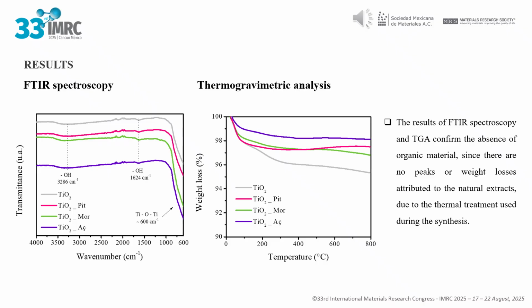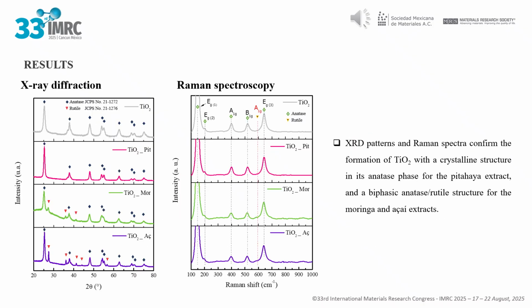Results. The results of FTIR spectroscopy and TGA confirm the absence of organic material, since there are no peaks or weight losses attributed to the natural extracts, due to the thermal treatment used during the synthesis. Results. XRD patterns and Raman spectra confirm the formation of TiO2 with a crystalline structure in its anatase phase for the pitahaya extract, and a biphasic anatase/rutile structure for the morina and acai extracts.